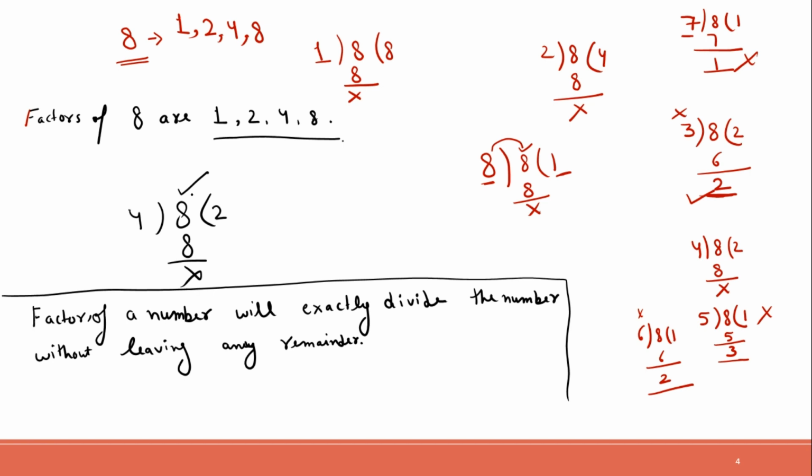If I am dividing this 8 with 4, 4 is a factor of 8, so 4 will completely divide it and there will be no remainder left. So this is what this definition says. Factor of a number will exactly divide the number without leaving any remainder. Got it?